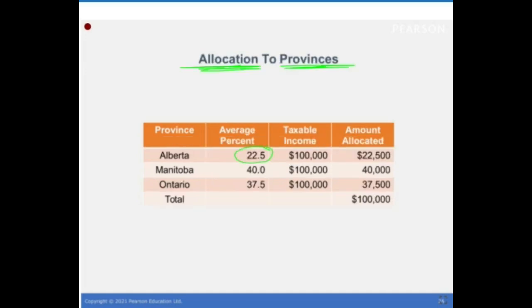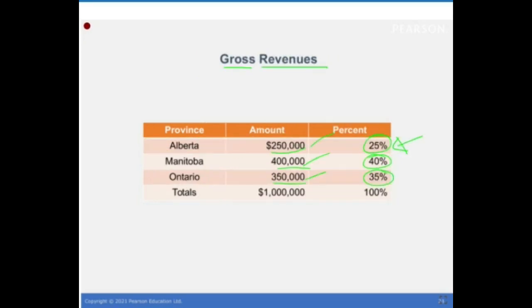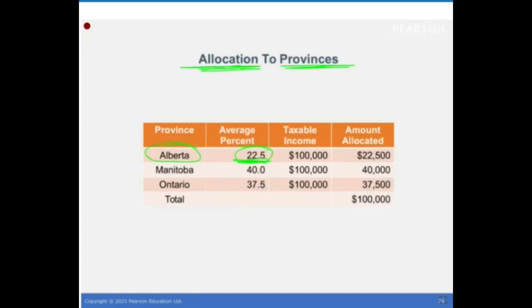So we simply take an average of those two percentages. It's actually a shockingly simple calculation. So province by province, you figure out the percentages for revenue, the percentages for wages, then you take those two percentages. In this case, it was 20 plus 25. You divide them by 2, equals 22.5. It's a shockingly simple calculation to determine how much of your income to allocate to a province for purposes of the provincial tax.